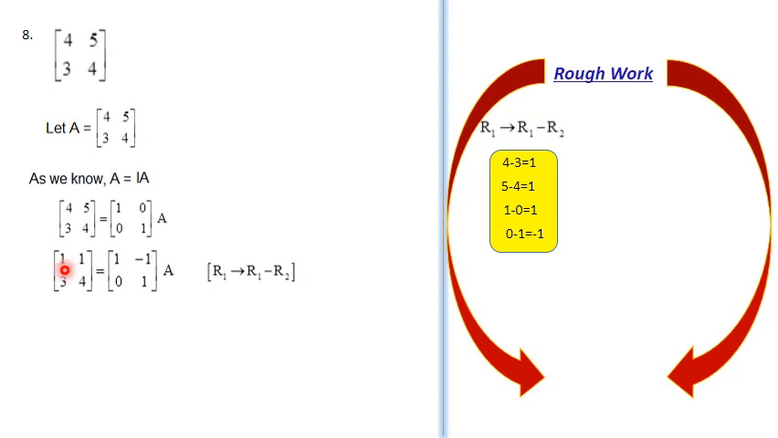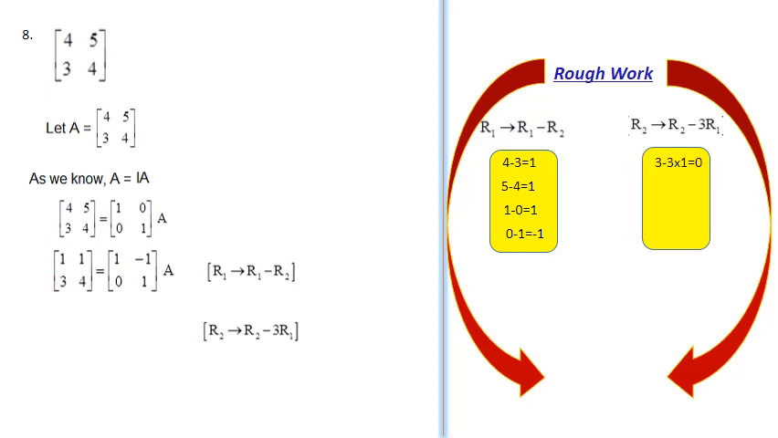Now I have to change this 3 to 0. The operation is R2 minus 3 R1. Here R2 is 3, and if I subtract 3 from this 3 I will get 0. To get a 3 I have to multiply R1's 1 with 3. So R2 minus 3 into R1. R1 multiplied with 3 becomes 3, and 3 minus 3 becomes 0.